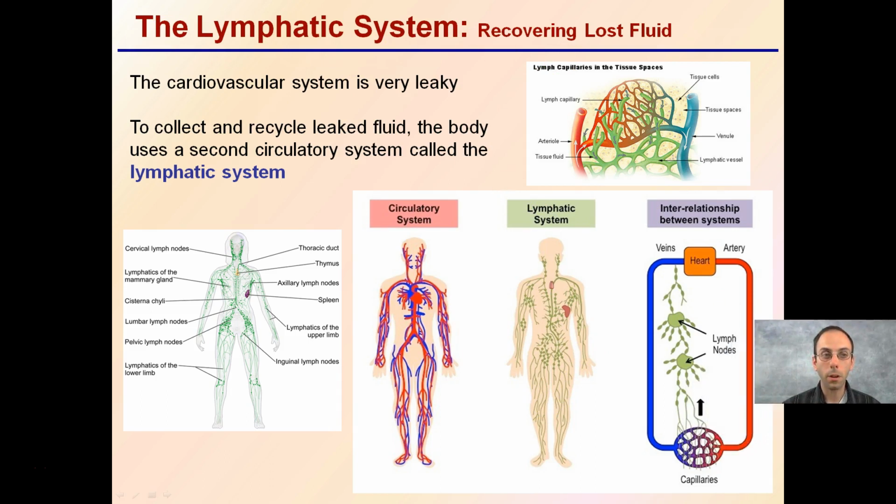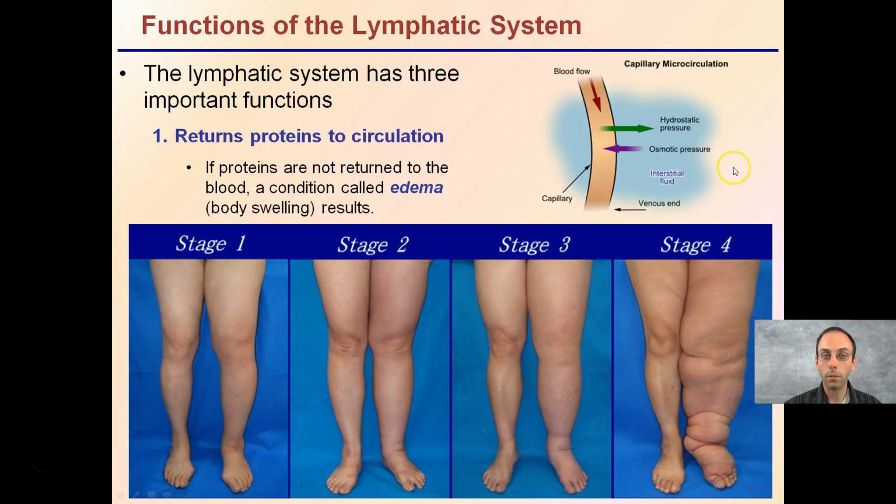So what is this referring to? Well, the cardiovascular system is actually very leaky. The process of moving blood through capillaries creates some loss of fluid. So the goal of the lymphatic system is to collect and recycle leaked fluid. The body uses a secondary circulatory system called the lymphatic system. We can think of the reason why it looks so similar to the circulatory system, and as we can see with our capillaries here, it's in very close proximity to that circulatory system as a way to recycle and collect leaked fluid.